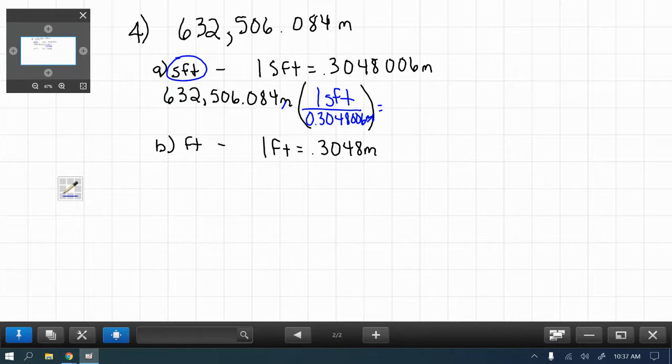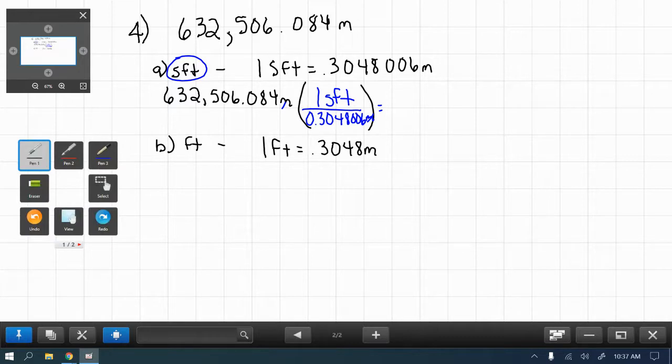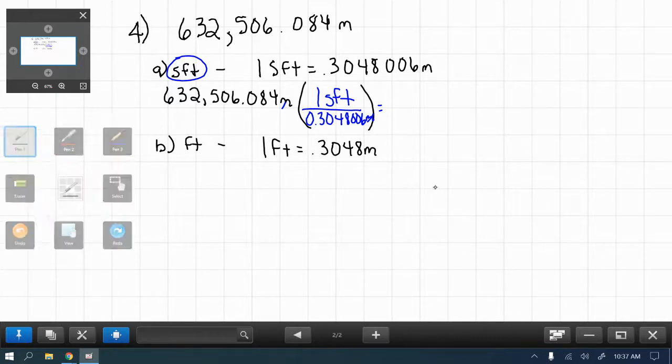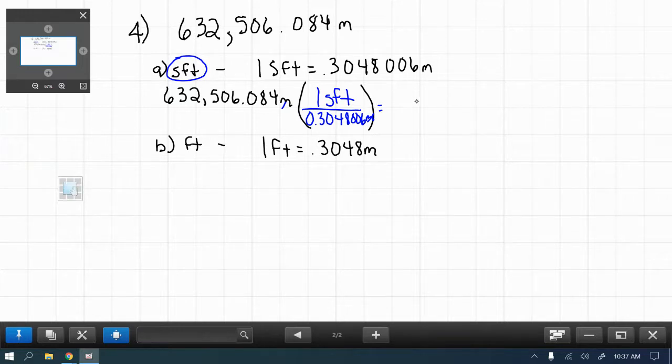So take that number and divide it by and tell me what you get. 2075.427. You've got what? 2075.427109. Is that what you got, Wyatt? Yeah. So that's SFT. Okay, so we're going to drop down and do the next one.